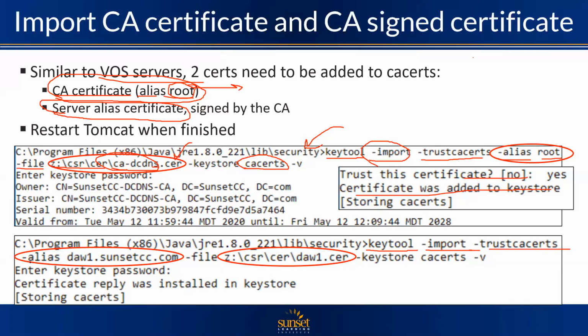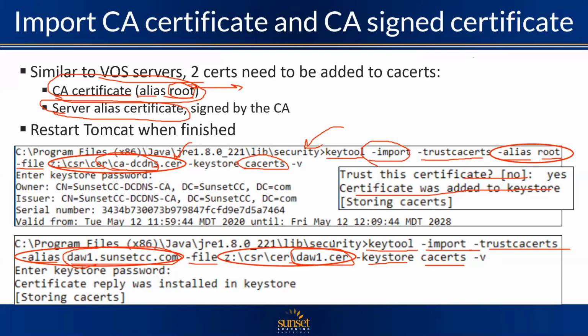Trust CA certs. Now my alias is daw1.sunsetcc.com. I deleted the old one earlier out of there. Now I've got a new one to pop in here, and I'm putting that entry in there from this file. There's the daw1.cer. That's the signed certificate request. And I'd like to do this on behalf of the KeyStore named CA certs.